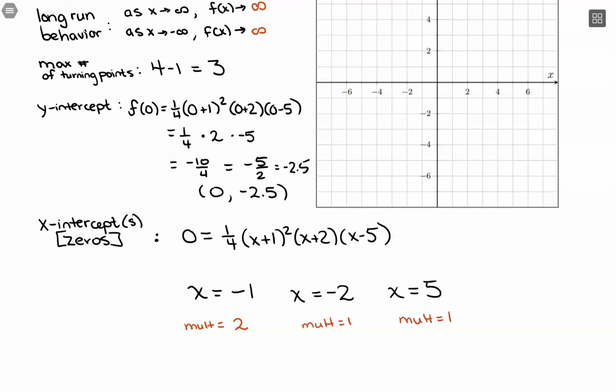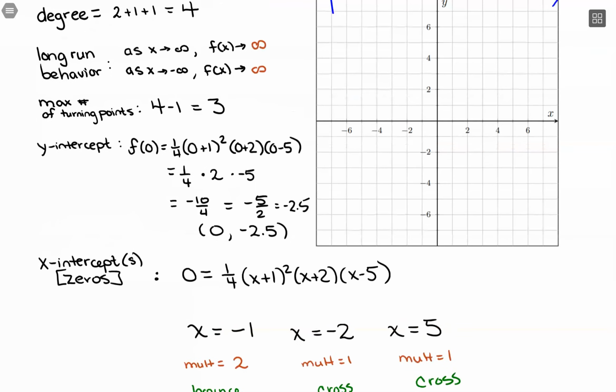So what that tells me is that when I'm at x equals -1, there's going to be a bounce. And then for these where it's a multiplicity of 1, we're just crossing through. Alright, so what we have are some points now. We have x equals -1, x equals -2, x equals positive 5. And we have a 0 at -2.5.